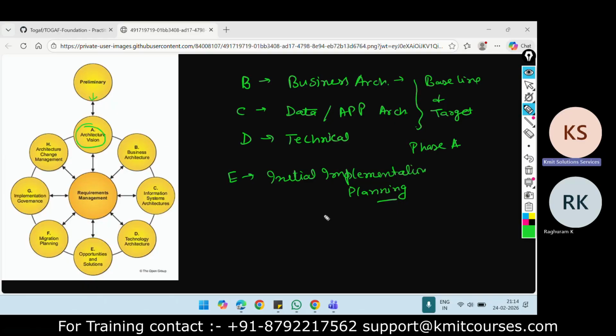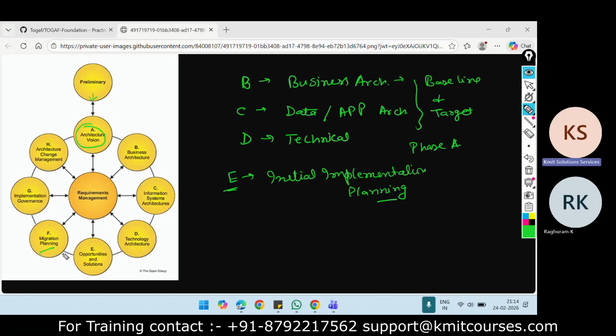So you are not implementing, but you are identifying the delivery vehicles for the architecture which is defined in the previous phases in B, C, and D. So you define that, and you check whether that solution is appropriate or not, or whether we need to implement it or not. Those things are basically what you check in phase E.